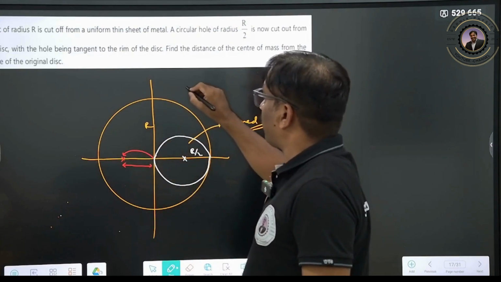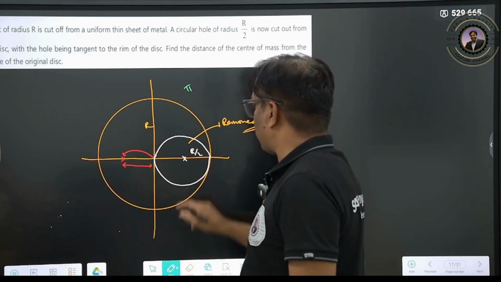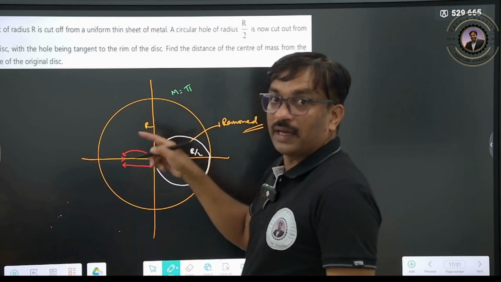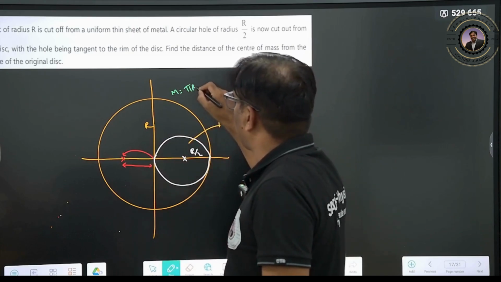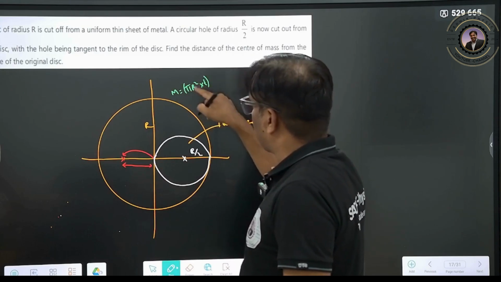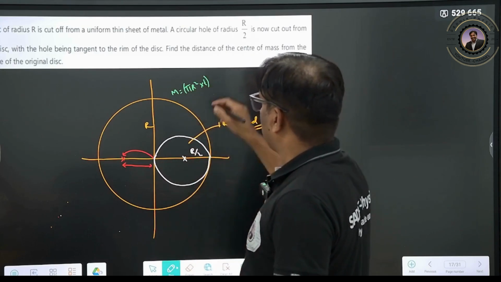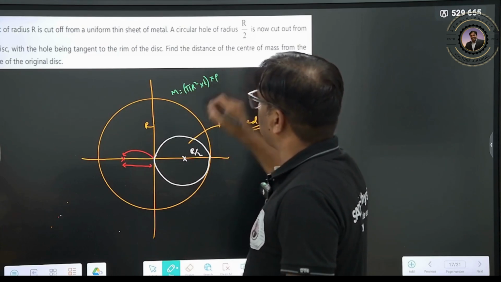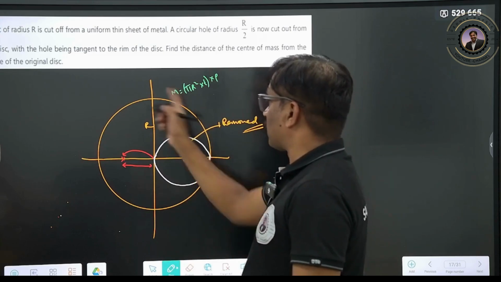What is the total mass of the disc? M is equal to density into area into thickness, that is pi r square into thickness. So this is the total mass of the disc.